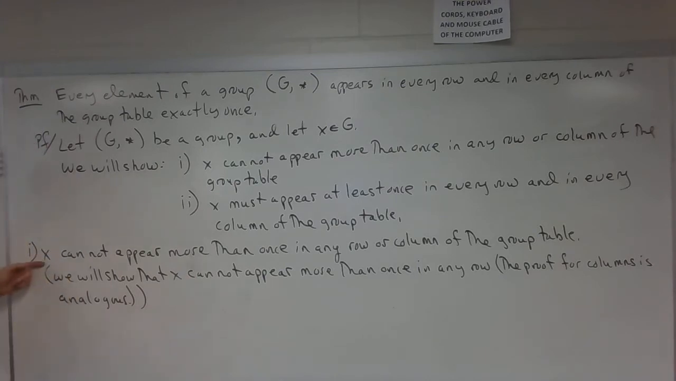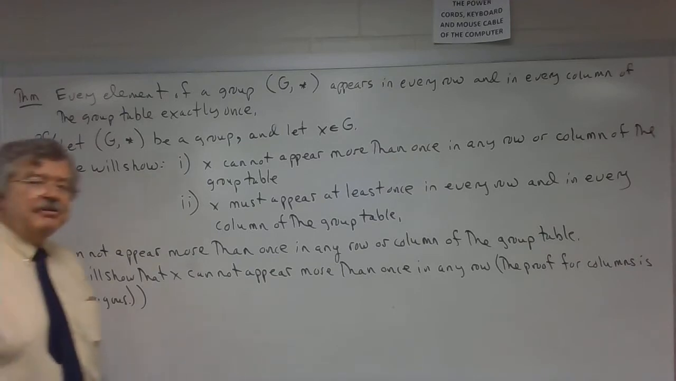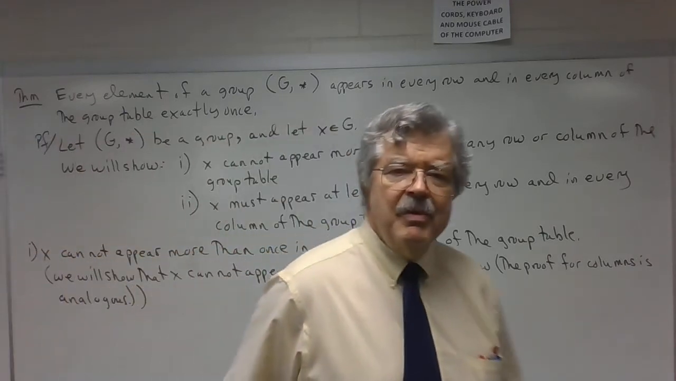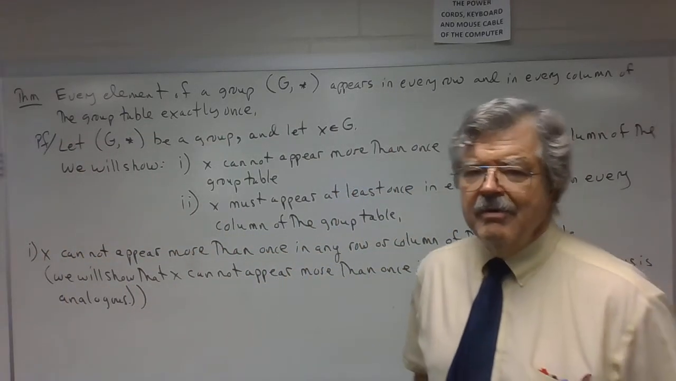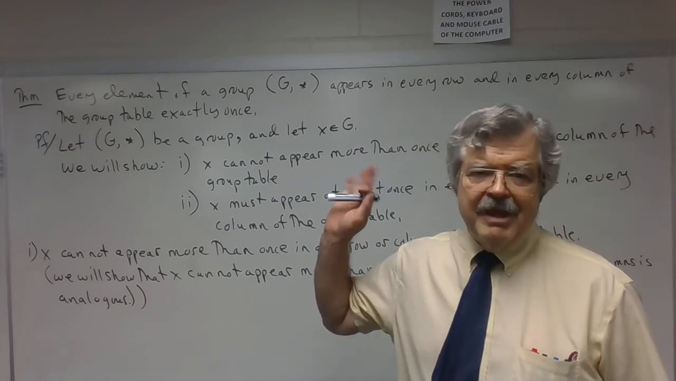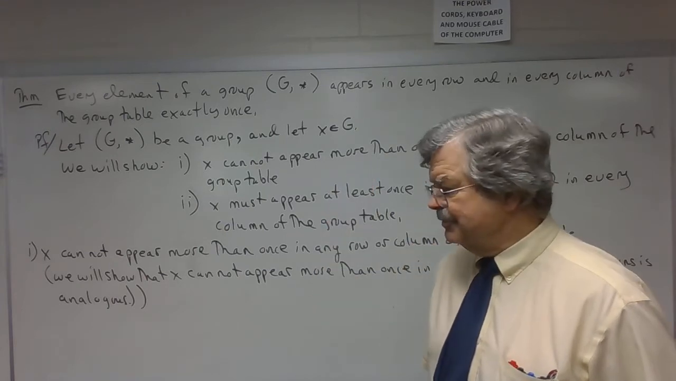So first, X cannot appear more than once in any row or any column of the group table. We will show that X cannot appear more than once in any row. The proof for columns is analogous. So we're going to show that X cannot appear more than once in any row of the group table. The same proof will work for columns.